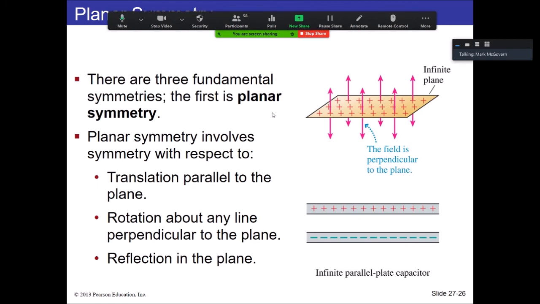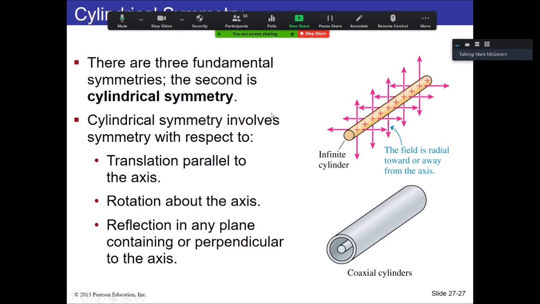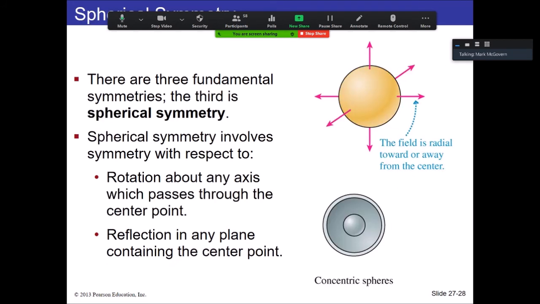We have one more type of symmetry. Spherical symmetry is the other one. With spherical symmetry, if I were to rotate or reflect anything, it looks the same. Translational looks different, obviously. But any kind of rotation or reflections, as long as they're through the center, are always going to look the same. And so the field there is going to be radially away. It's just like a point charge, by the way.